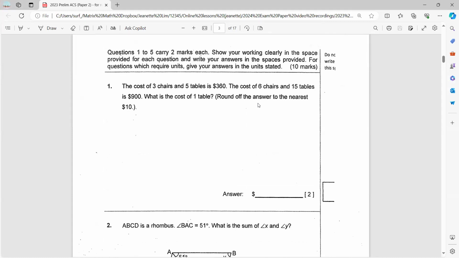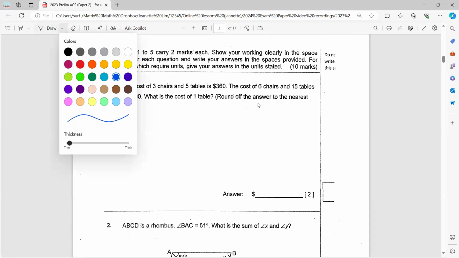The cost of 3 chairs and 5 tables is $360. The cost of 6 chairs and 15 tables is $900. So what is the cost of 1 table? Round your answer off to the nearest $10. Okay, so first, let's write down what information is given in the question.